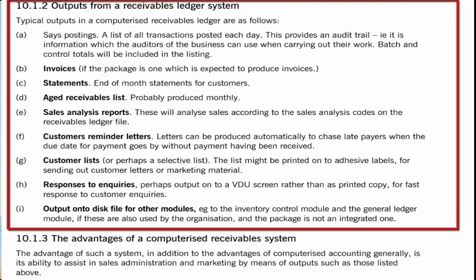It can also create end-of-month statements for customers, making it easy for them to see what they owe. Another very important output is the aged receivables list, which breaks down debts into categories such as less than 30 days old, 31 to 60 days old, and over 90 days old. This helps the business identify which debts are overdue and need urgent follow-up.